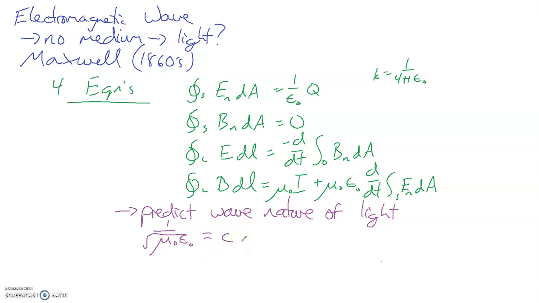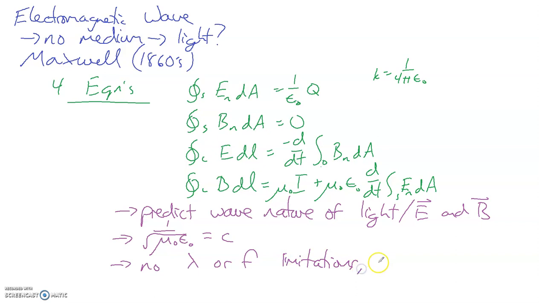So it's really cool when you take these equations and put them together. You take the magnetic constant and the electric field constant, mu naught and epsilon naught, and you can get the speed of light, and it predicts the wave nature of light as well as electric and magnetic fields. So aside from predicting the wave nature, you're able to predict the speed of light, the c value, which is really neat. And there are no wavelength or frequency limitations.